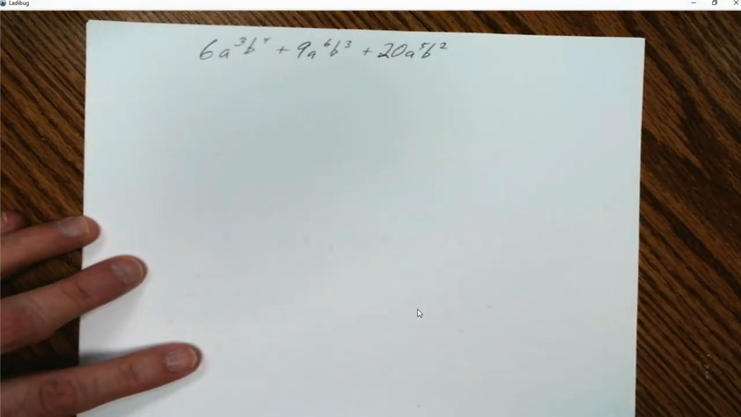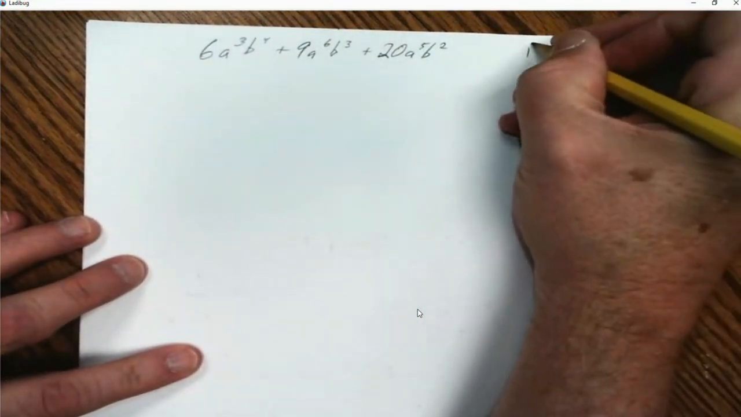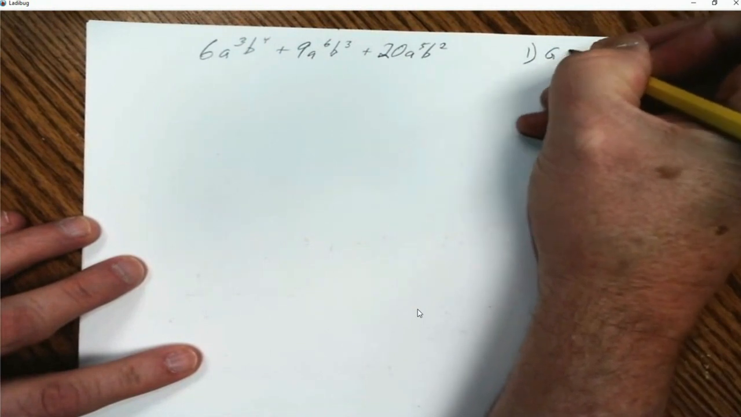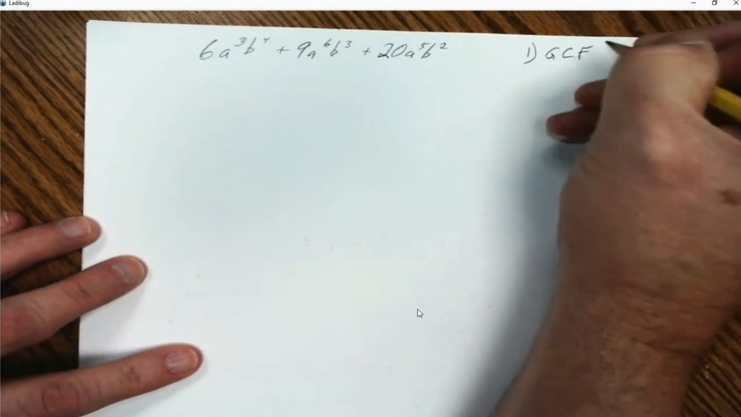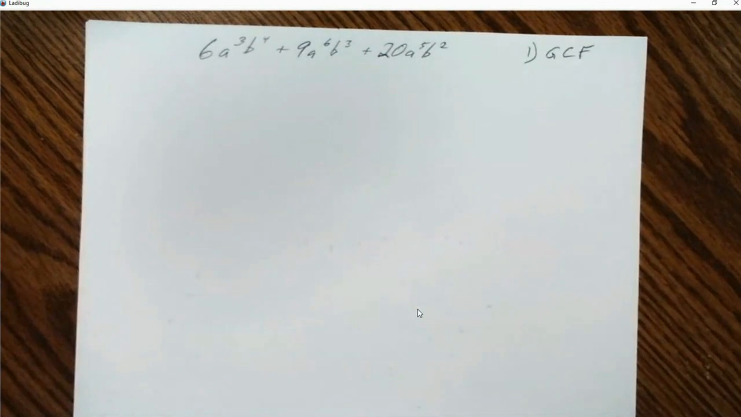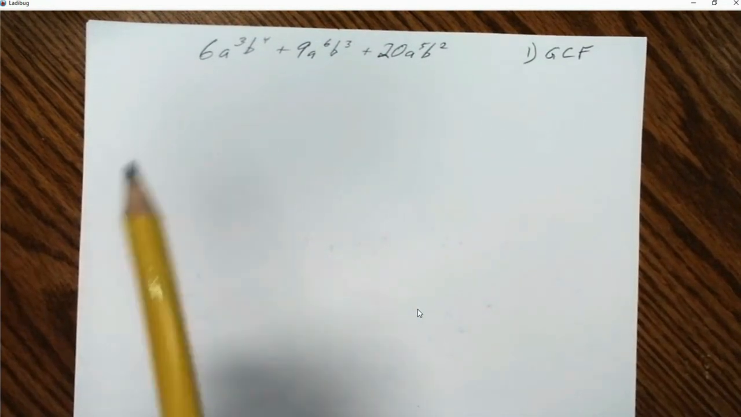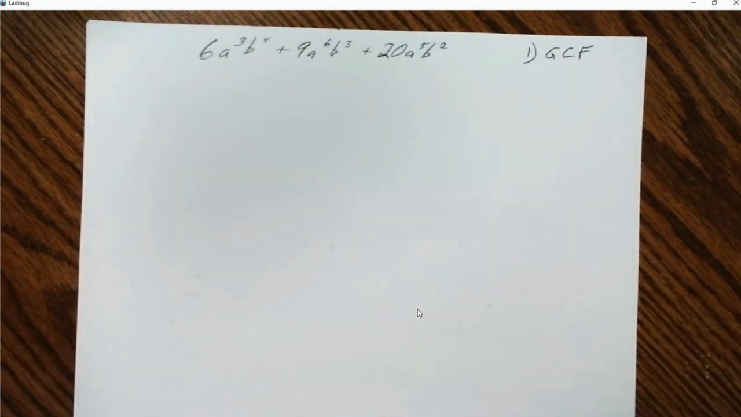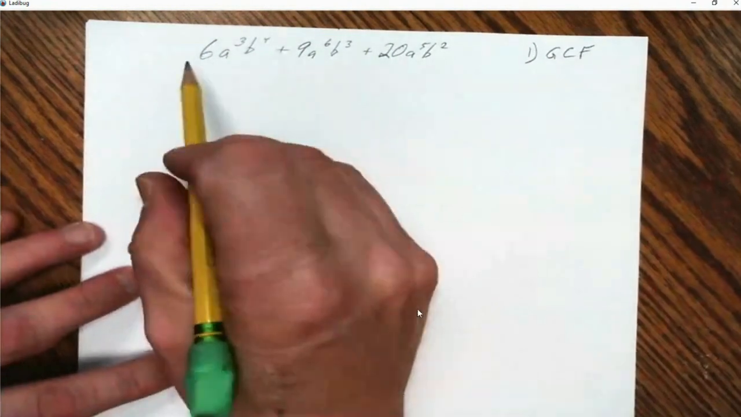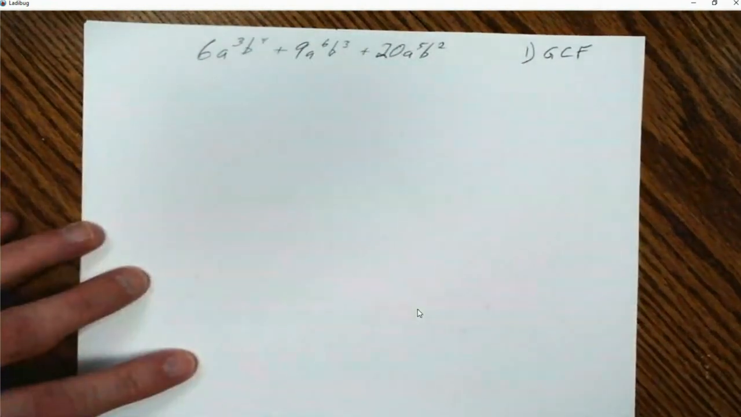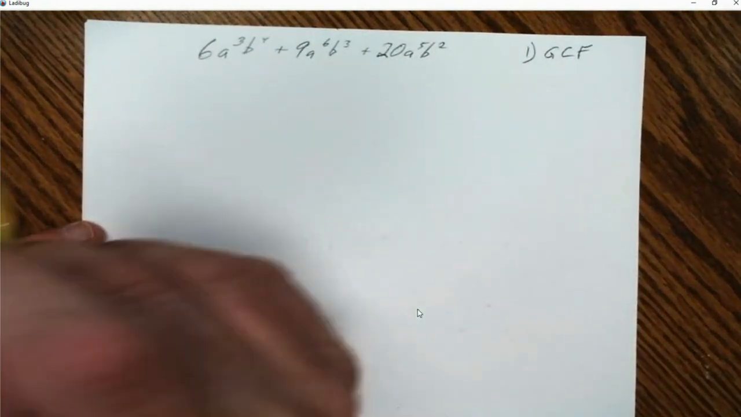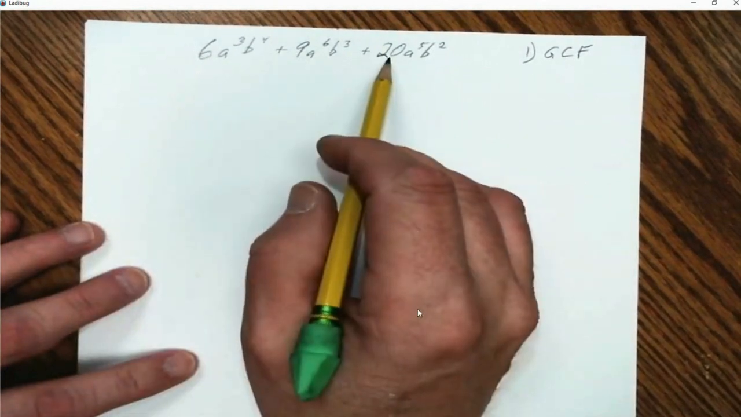The first thing we do on everything is the greatest common factor. Anytime we're factoring anything, that should always be step 1. Is there anything that we can pull out of each term? What's the greatest common factor? They all have the same thing in common. Well, let's see what we have. We have a 6, a 9, and a 20.